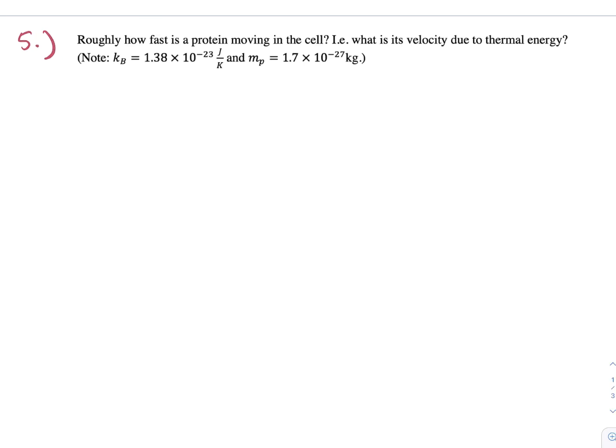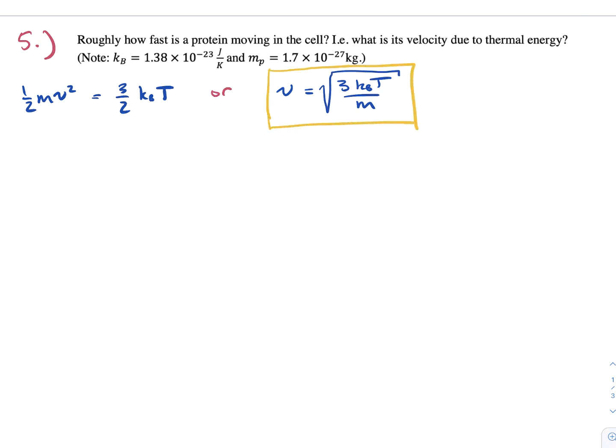Okay, for our fifth topic, let's do a problem. Let's do an example. And the question is, roughly how fast is a protein moving around between collisions in the cell? That is, what's its velocity due to the thermal energy? And we're given some constants there. Well, since we know the kinetic energy is 3/2 kT, we can solve that for the velocity like we did in lecture. And so there's the expression for the velocity. And let's put in some numbers.